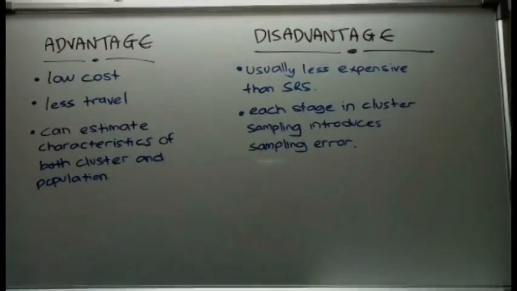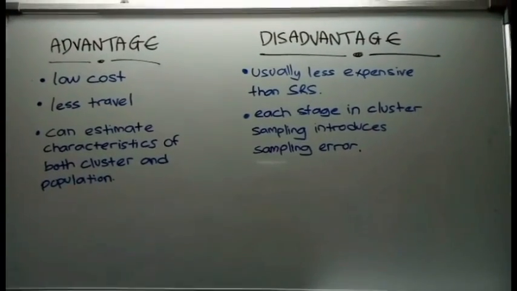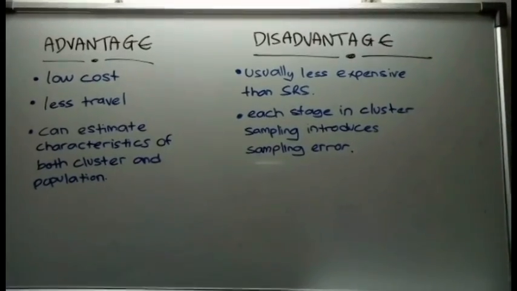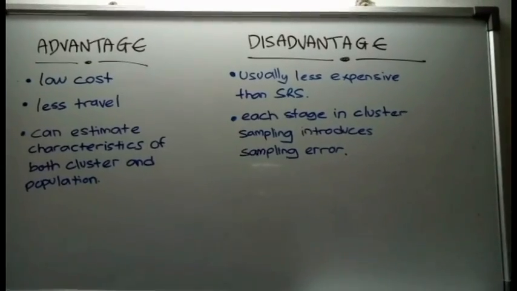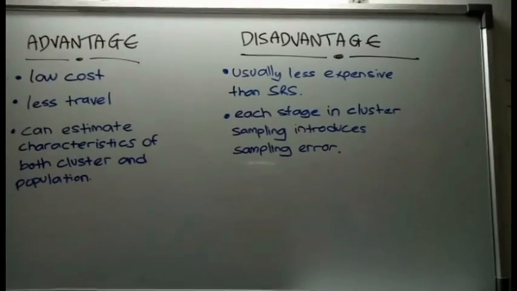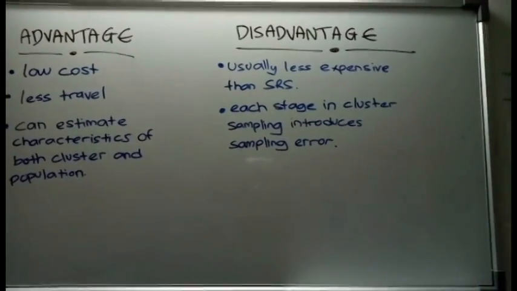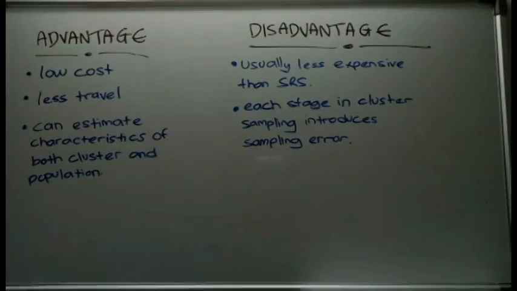Let's continue to the advantages and disadvantages of cluster sampling. The advantage is that cluster sampling needs only low cost and less travel, and it can also estimate characteristics of both cluster and population. The disadvantage is that cluster sampling is usually less expensive than systematic random sampling, and each stage in cluster sampling introduces sampling error.